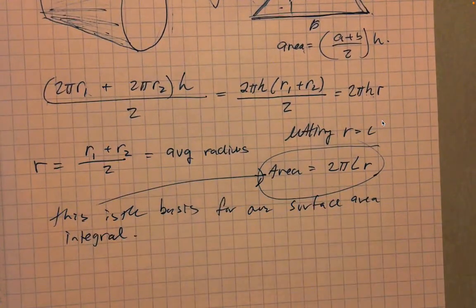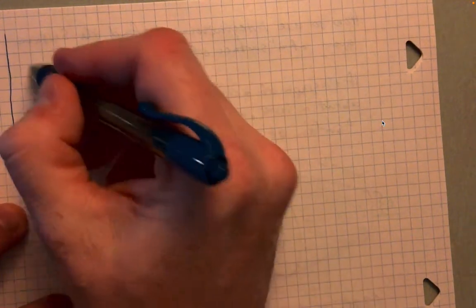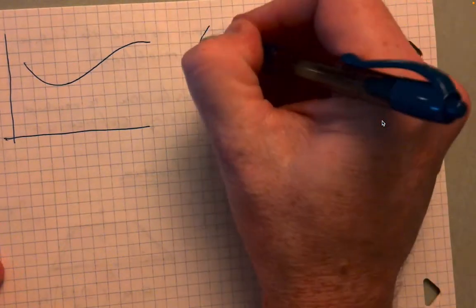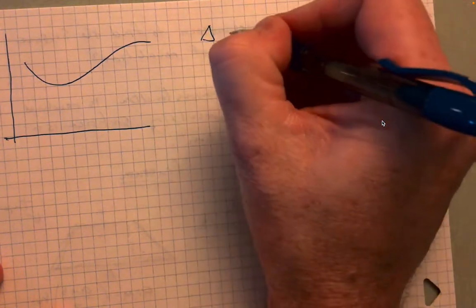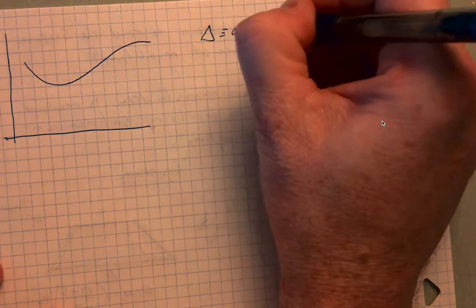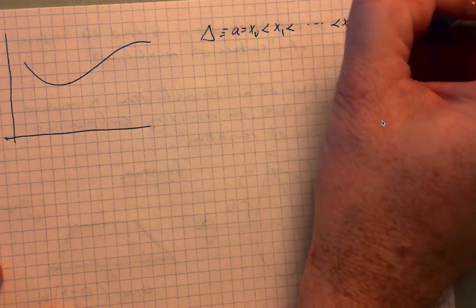All right. So let's go ahead and break it down. So let's draw a picture, and then we'll do this breakdown. So I've got some curve in here. And we're going to define delta. We're going to let delta be a partition where a equals x0, which is less than x1, less than ... less than xn equals b.